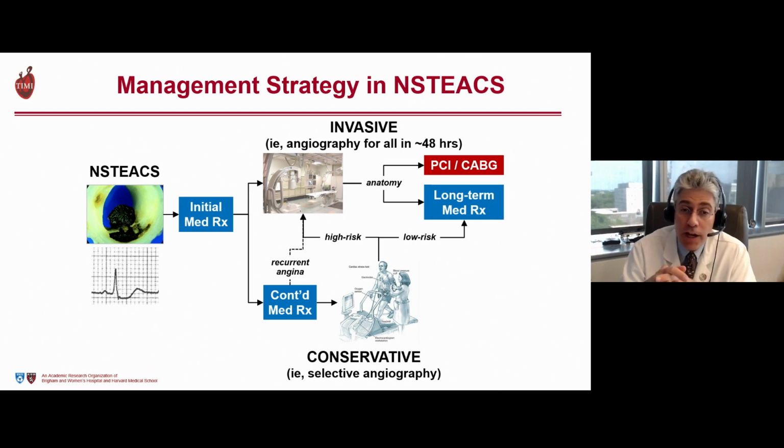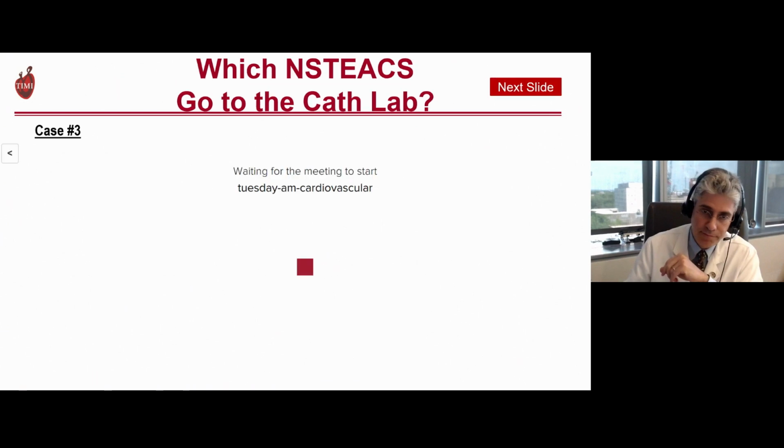And then the major branch point is whether they're managed so-called invasively, meaning routine angiography for all patients within 48 hours, or conservatively, otherwise known as selective angiography. And by that, it means they continue to marinate in whatever antithrombotic therapy you've started. And then they go to the cath lab only if they have recurrent symptoms or they have a high-risk stress test. Otherwise, they're managed medically.